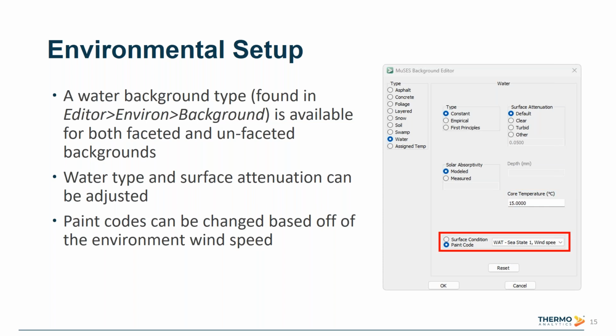And finally, selecting the paint code option will allow you to change the sea state, which will change paint parameters based off of the environmental wind speed. And you can see a little bit at the end here, according to each sea state, it'll actually show a wind speed that correlates with that sea state.